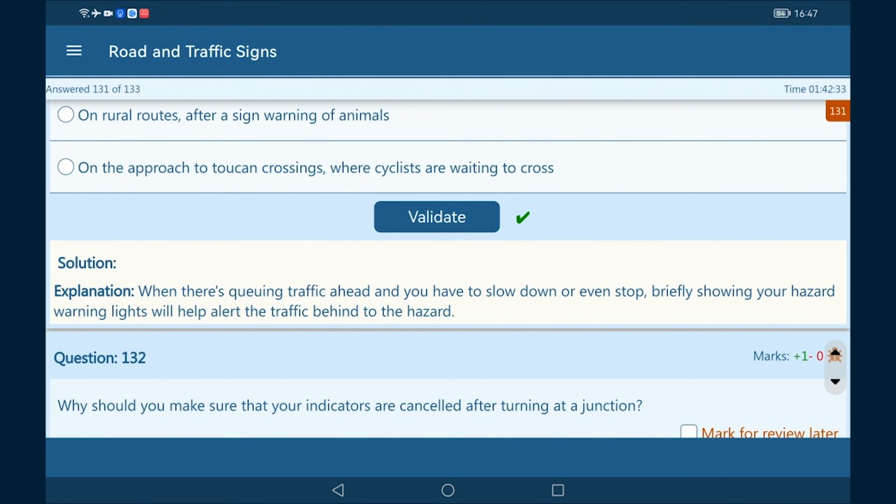Explanation. When there's queuing traffic ahead and you have to slow down or even stop, briefly showing your hazard warning lights will help alert the traffic behind to the hazard. Question.